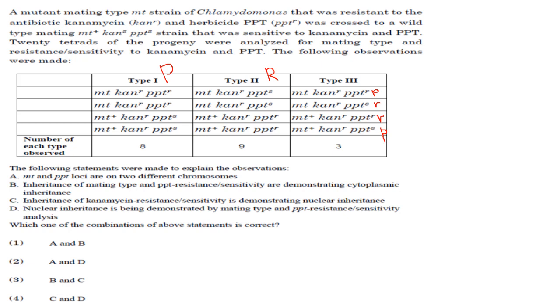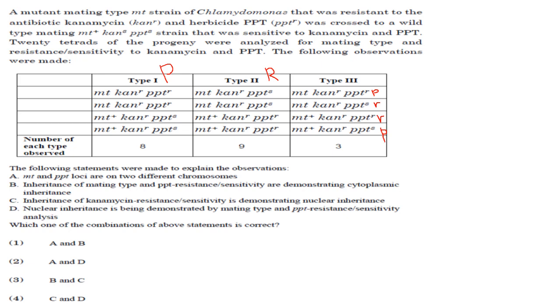Coming to the next question. A mutant mating type MT minus strain of Chlamydomonas that was resistant to the antibiotic kanamycin and herbicide PPT was crossed to a wild type mating type MT plus, kanamycin sensitive and PPT sensitive strain. 20 tetrads of the progeny were analyzed for mating type and resistance or sensitivity to kanamycin and PPT. The following observations were made.